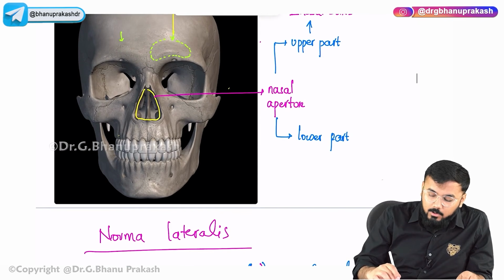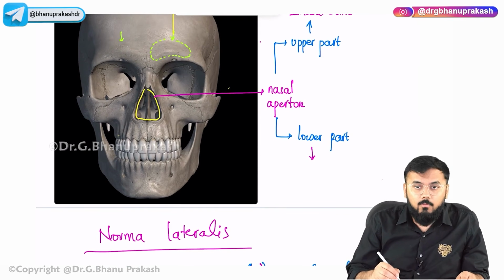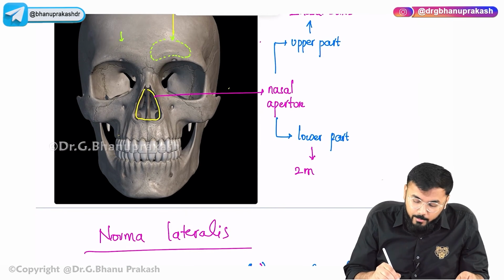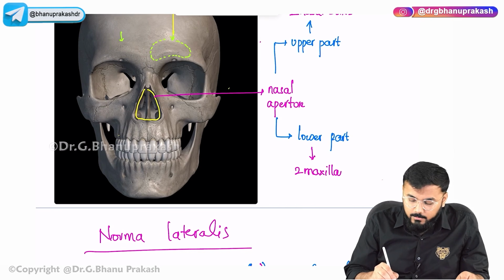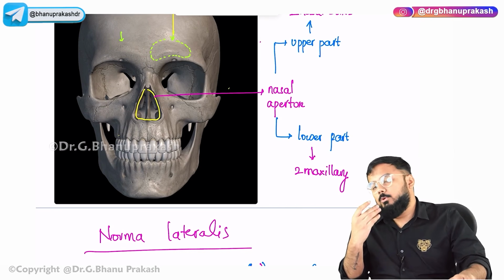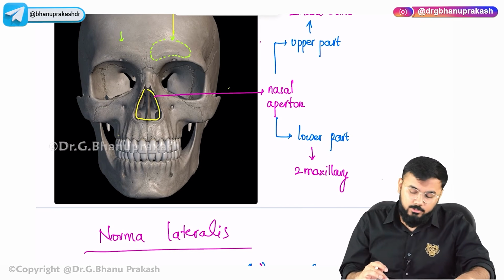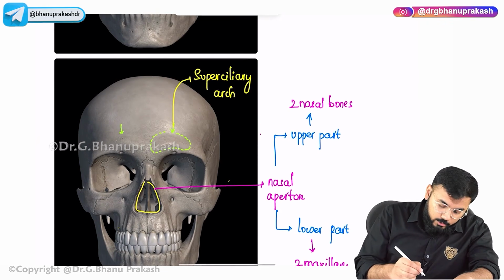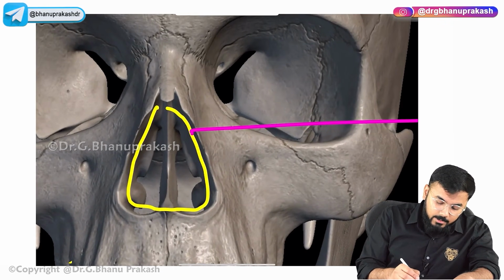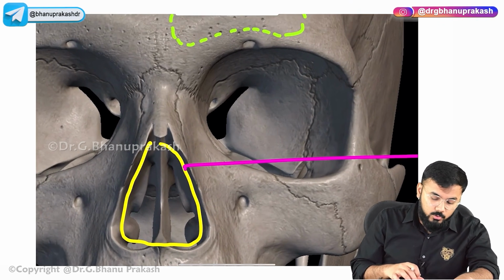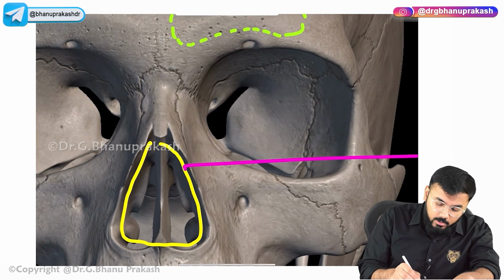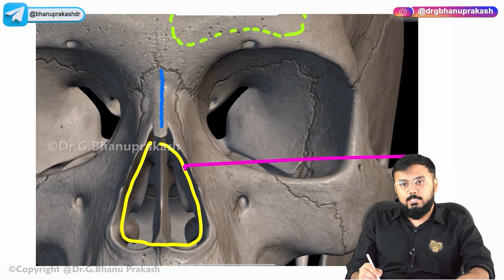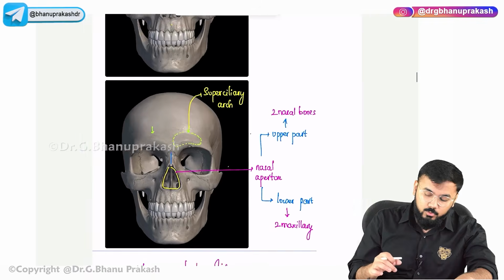And the lower part of the nasal aperture is formed by what? It is formed by two maxillary bones. I mean maxilla on both the sides, two maxillae. Now you see a line between two nasal bones over here. Actually in this picture you cannot appreciate it, but I am telling you there is a suture in between these two nasal bones. This is called as internasal suture.